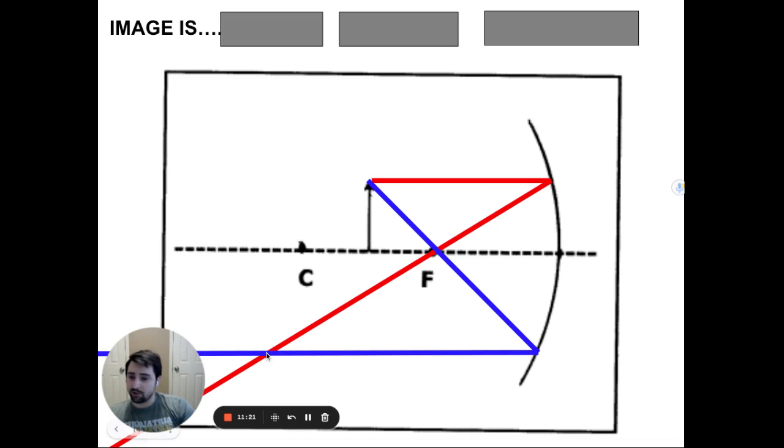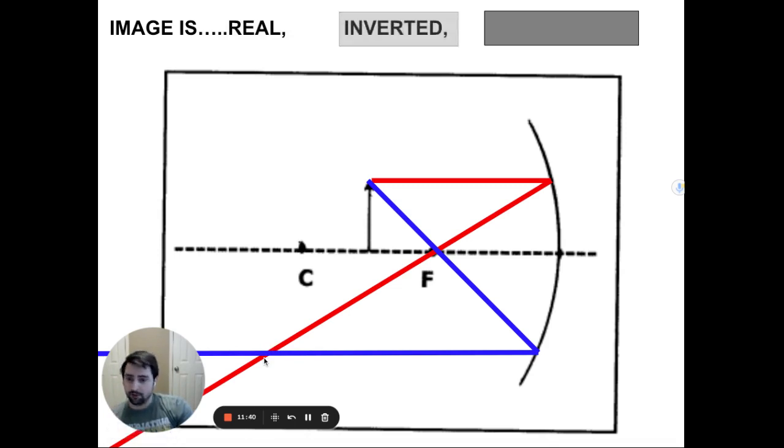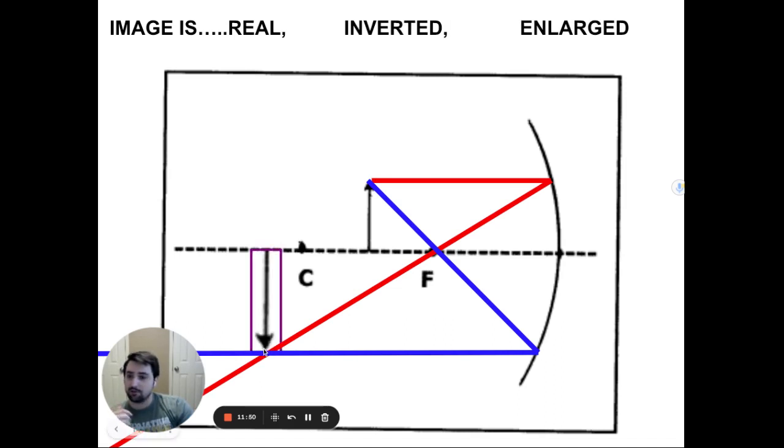So now I've got this intersection over here on the left-hand side. It's on the left-hand side, which means we can project that image onto a piece of paper like we did in the lab. That means that this image is going to be real. The intersection point is down here below the principal axis, so that means that the image is going to be inverted. And then it's going to be larger, right? So this object is small, but when I draw the image, it's going to be a much larger image. So it's going to be an enlarged image. Okay, so that was the third one.